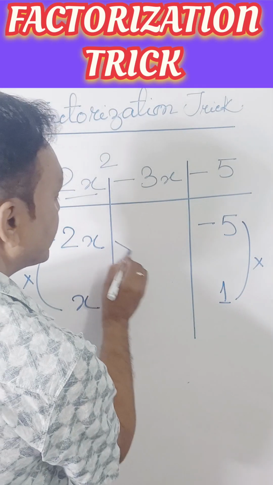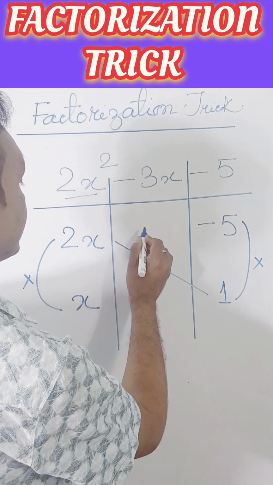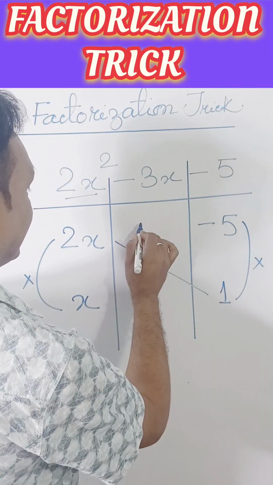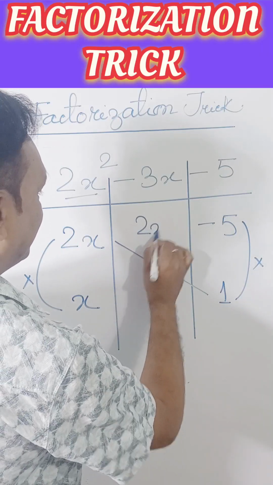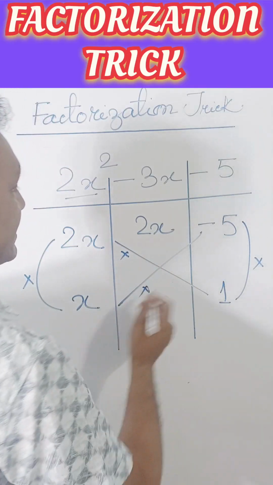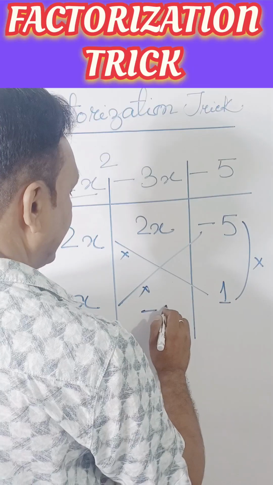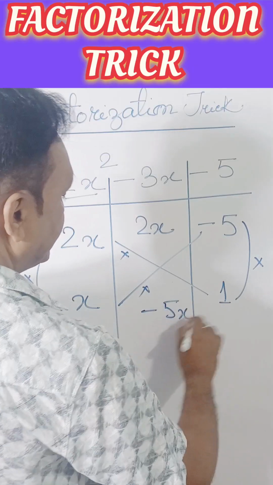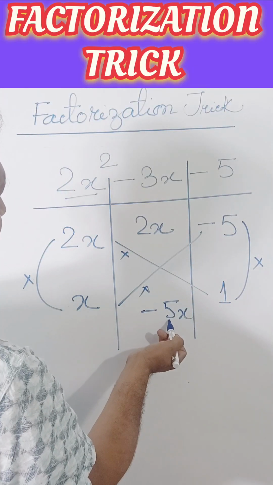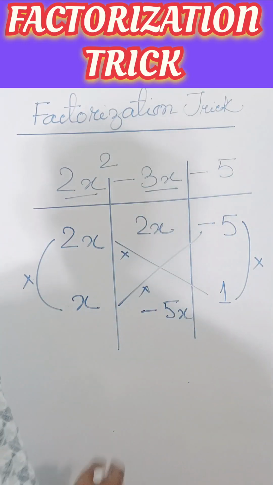Now you have to do cross multiplication. 2x with 1, it will give you definitely 2x. Now here, this will multiply. If we multiply x with minus 5, you will get minus 5x, isn't it? Now minus 5x plus 2x, that will give you minus 3x.